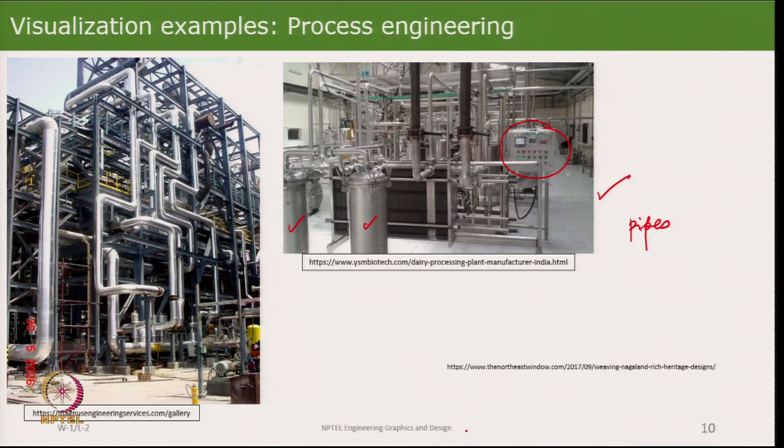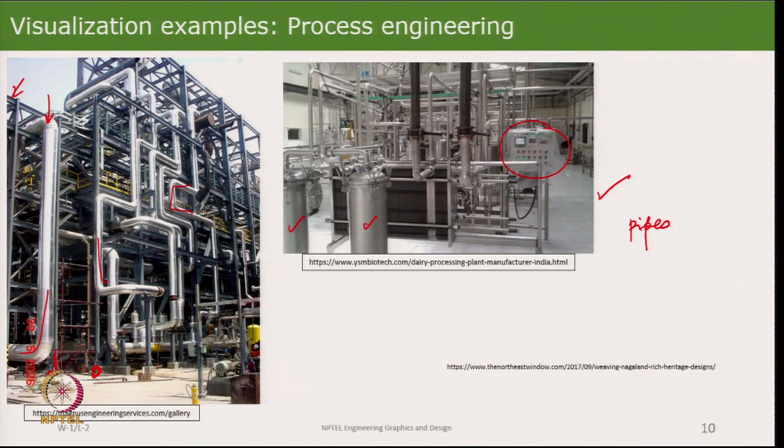That is one example. On the left is an example of a typical chemical plant, where you can see all these things. These are pipes, and these other things which you see over here, this is the structural part of the thing.